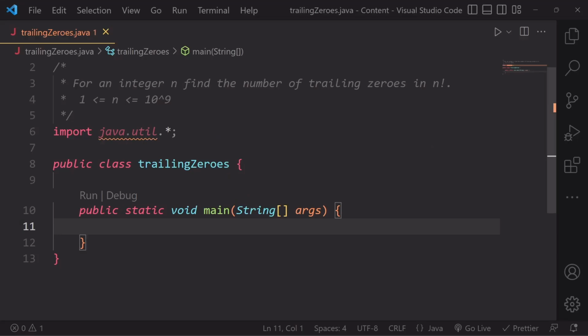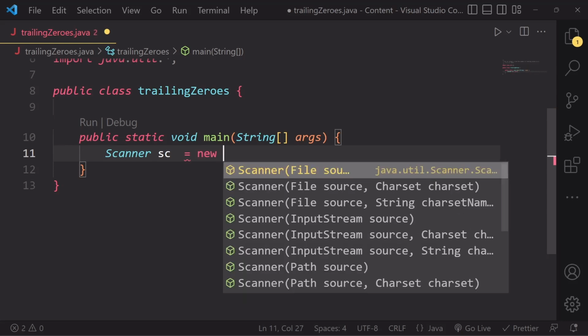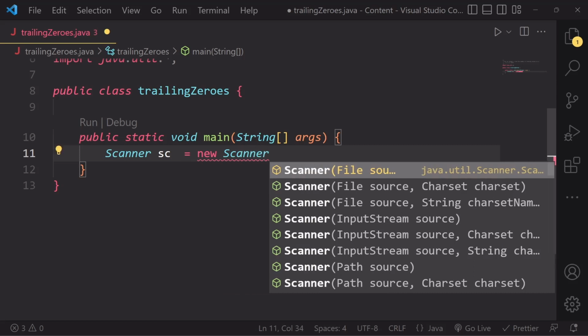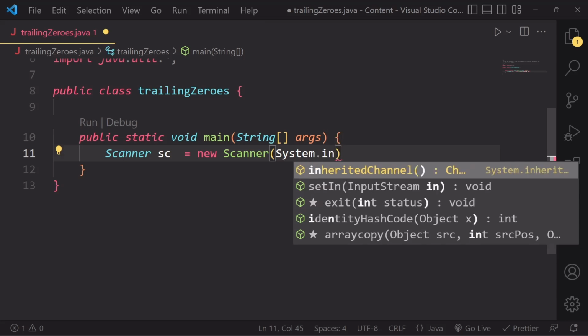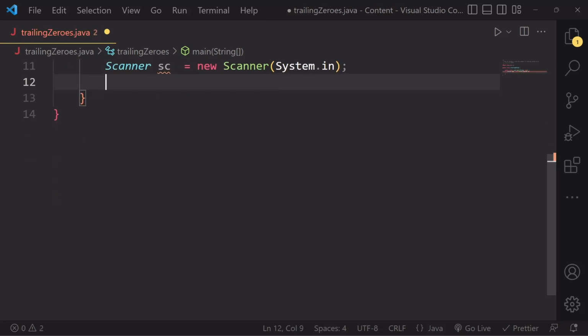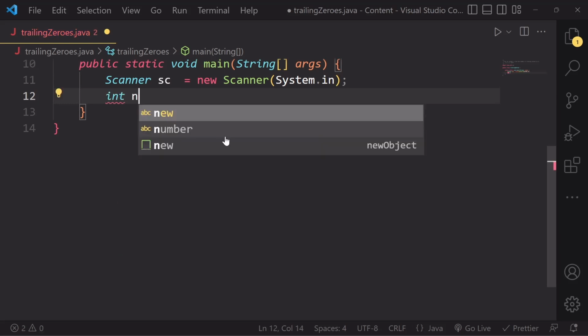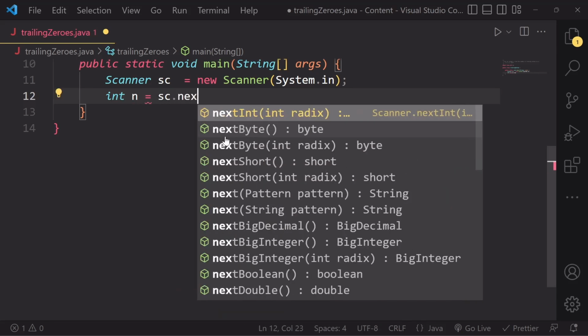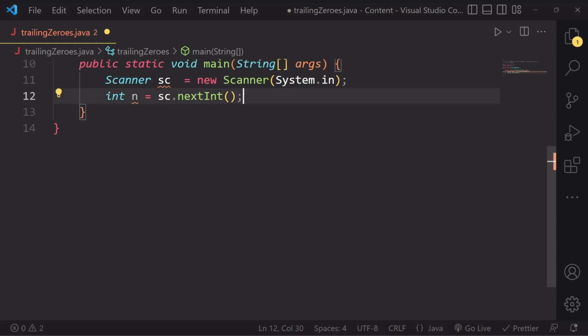So let's get started. First of all, we have to take the Scanner class, Scanner, and we will take a variable sc and create it with the new keyword and then Scanner(System.in), for taking inputs. Now we will take int n is equal to sc.nextInt() for reading my input, and n is the number whose factorial we will be taking as input.